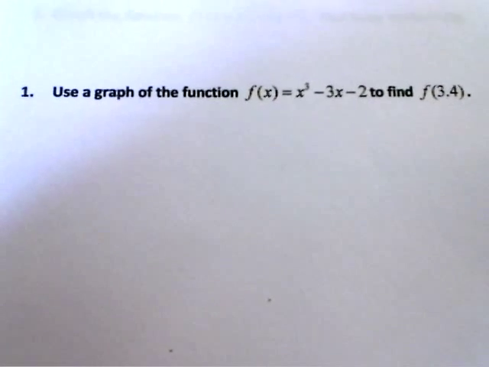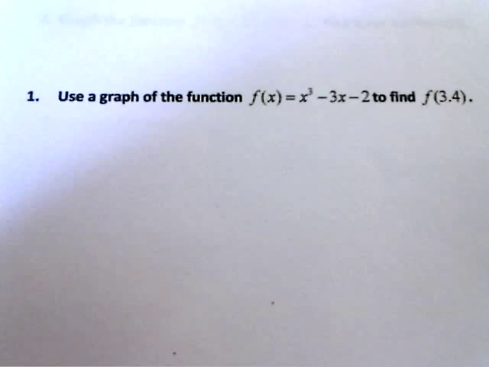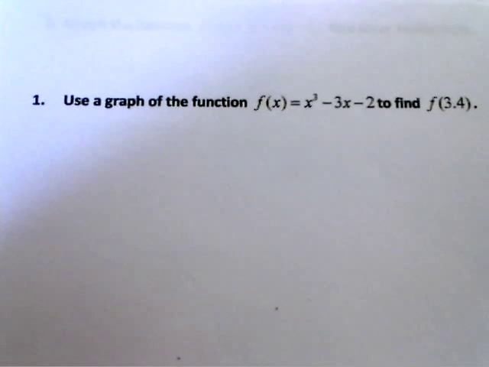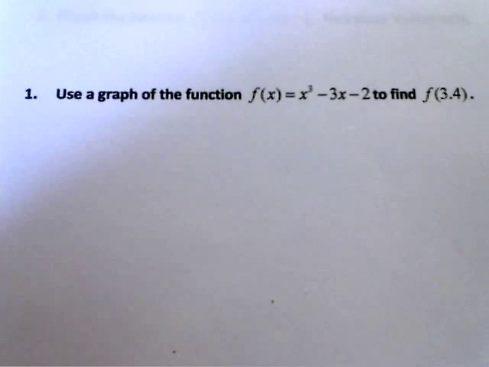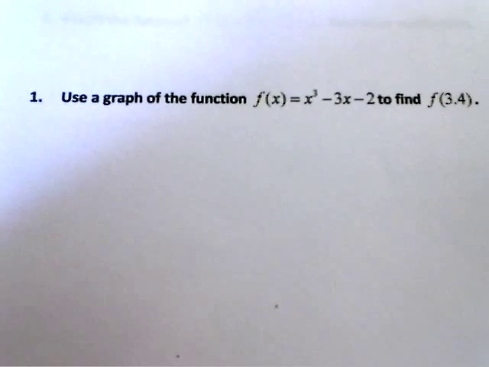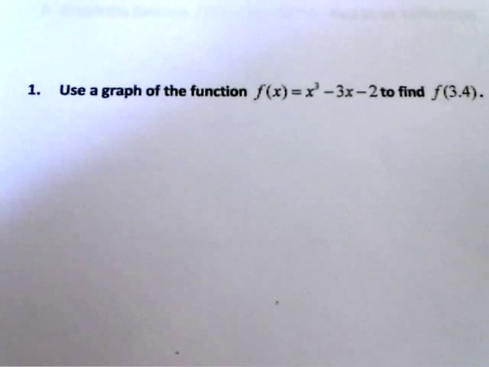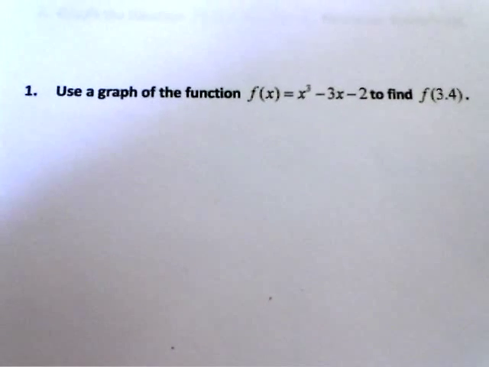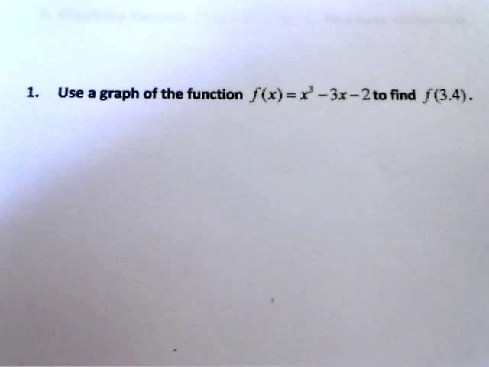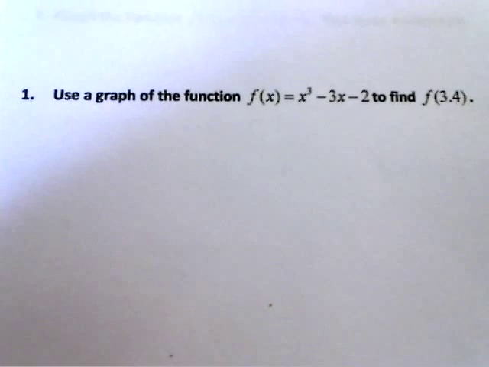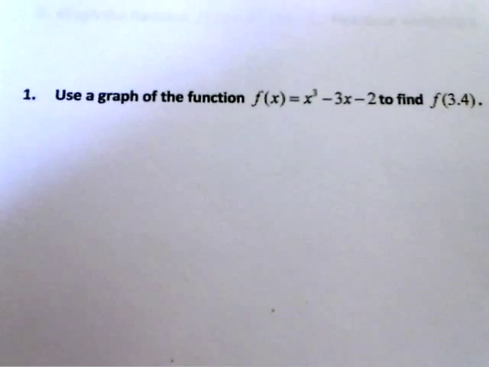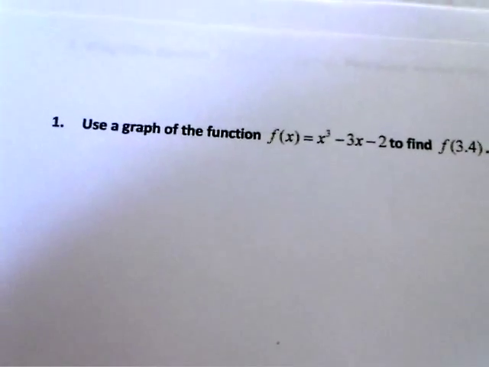Okay, we're going to look at some of the calculator activity problems that I have. I posted a sample calculator activity sheet with the explanation of how to do it, but here I'm just going to do this on video. Like the first problem, we're going to use the graph of the function f of x is equal to x to the third minus 3x minus 2 to find f of 3.4.